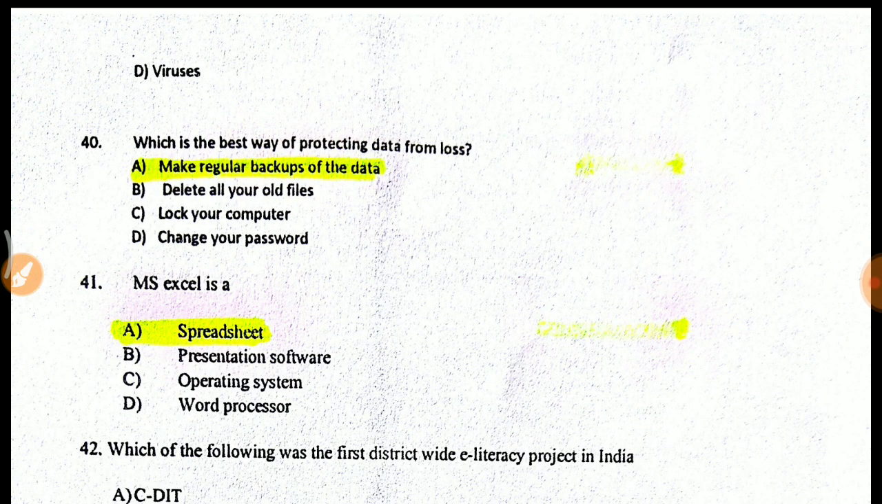14. Which is the best way of protecting data from loss? The answer is make regular backup of the data. Making a regular backup of data would help in protecting data from loss. Deleting all your files deletes the data. Locking your computer does not protect our data. Change of password is just part of privacy, but not long-time protection of the data.